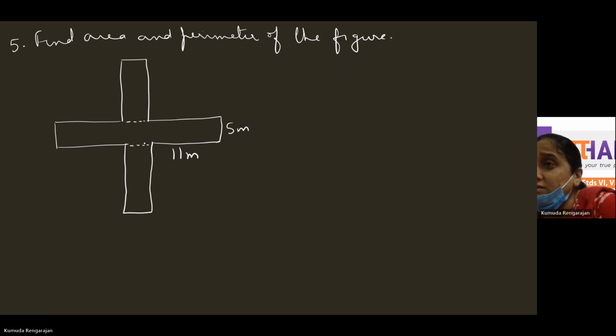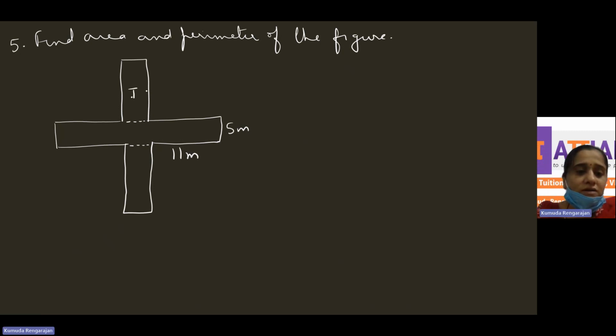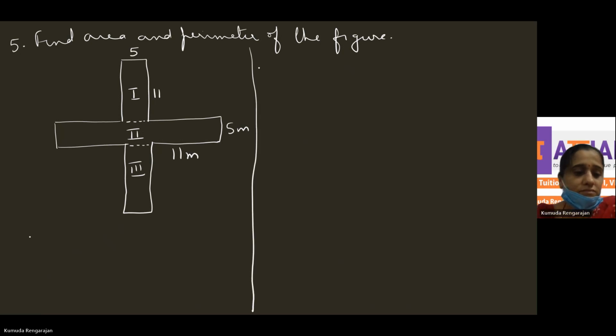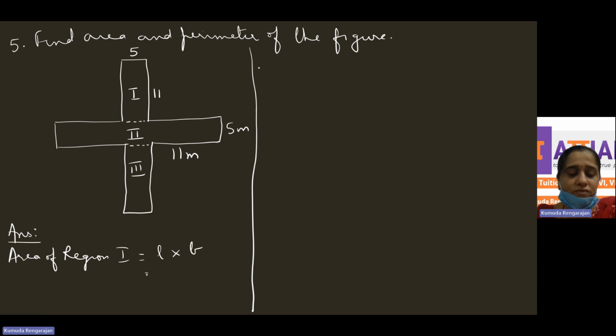How have you divided? So it'll be top one rectangle like this and one below. Correct. So region 1, region 2, region 3. What will be the area of region 1? How much is this? 5. How much is this one? 11. So what is the area of region 1? Area of region 1 is equal to L into B, correct. 11 into 5. 55 meters square.